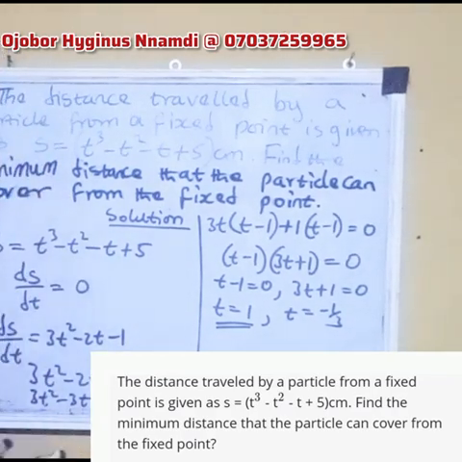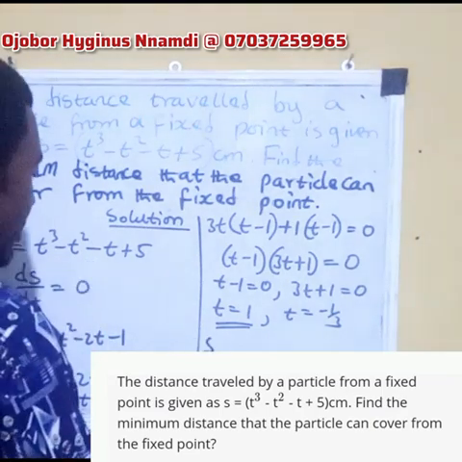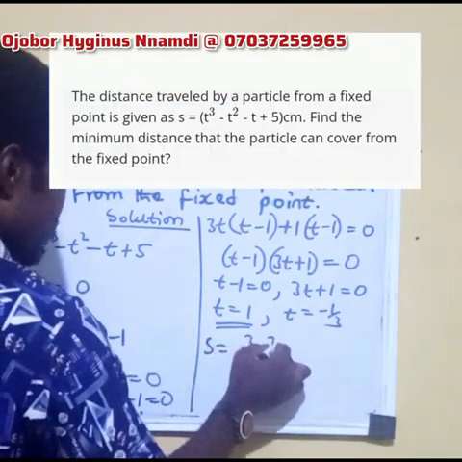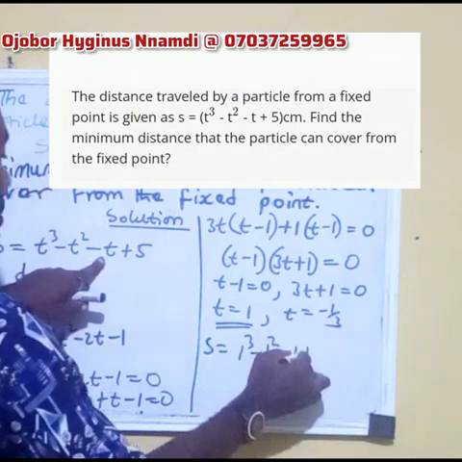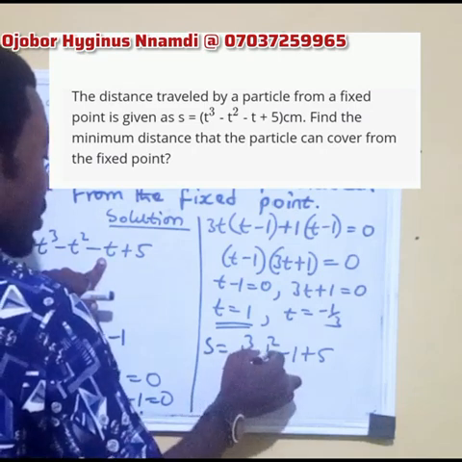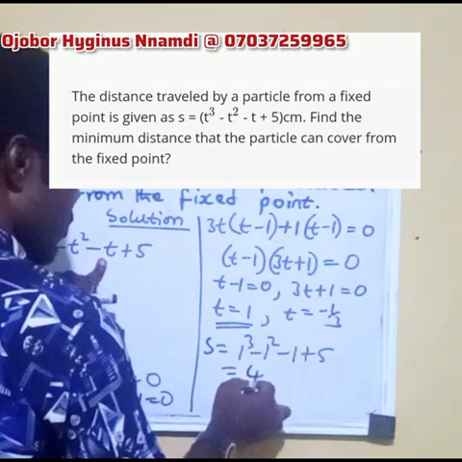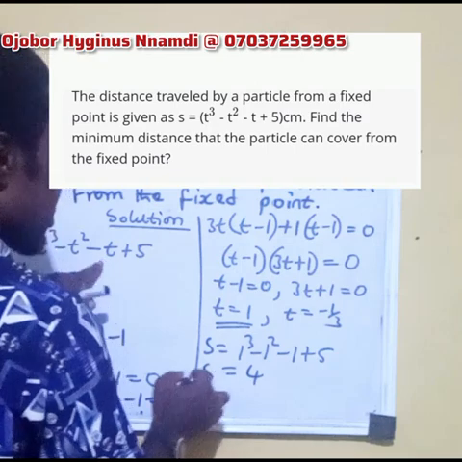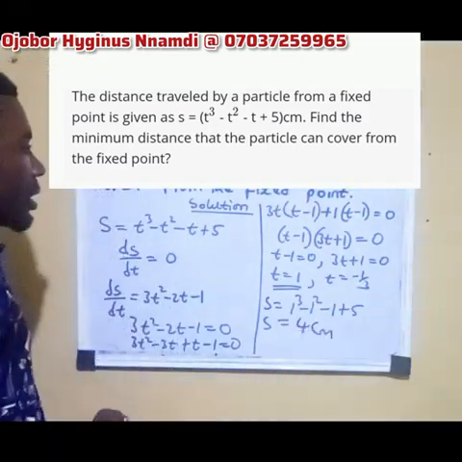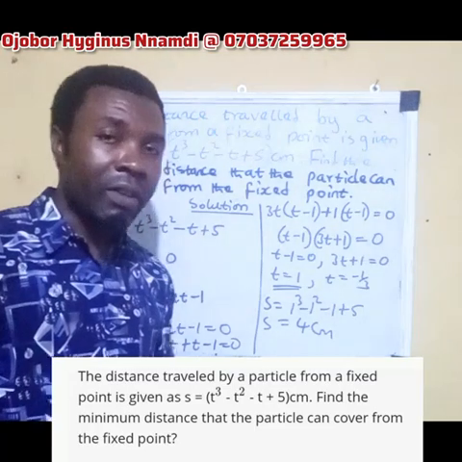Then we are going to substitute it to get the minimum distance. At that point, s is equal to 1 raised to power 3 minus 1 raised to power 2 minus 1, then plus 5. That will give us what? 1 raised to power 3 is 1, minus 1 raised to power 2 is 1, they will go. Minus 1 plus 5 will give us 4. So the minimum distance is 4 centimeters. That's the minimum distance that the particle can cover from that fixed point.